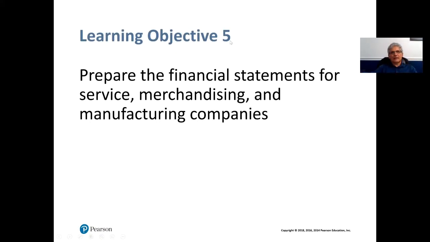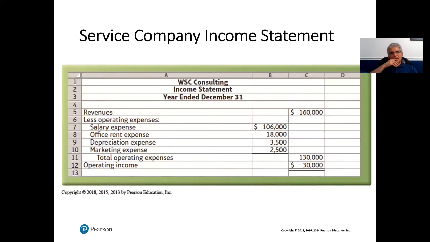Learning objective 5, prepare the financial statements for service, merchandising, and manufacturing companies. As an example here, we have a service company income statement. What do we notice about a service company income statement? What's most obvious is you do not see cost of goods sold here. There's no cost of goods sold because there's no product that is sold.